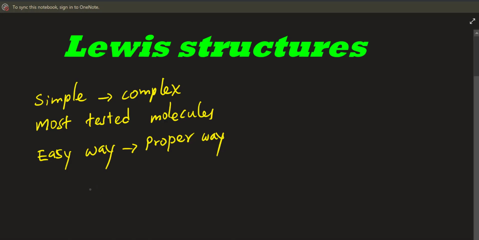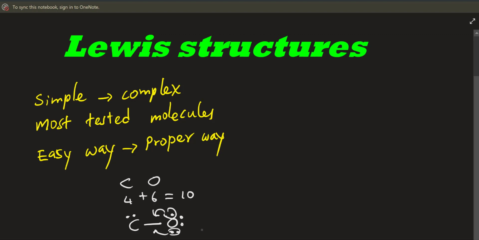Hi there. We're going to look at simple to complex Lewis structures, the most tested ones, and also easy ways as well. Now, look at carbon monoxide. So carbon 4, oxygen 6, total of 10. You put a bond between carbon and oxygen and then add the electrons, total of 10, right? So that's what we do.